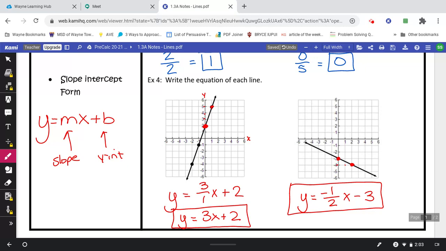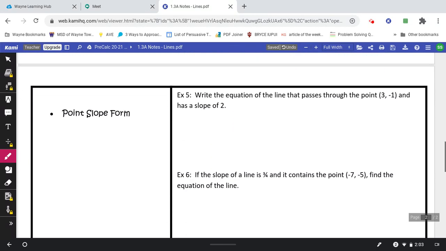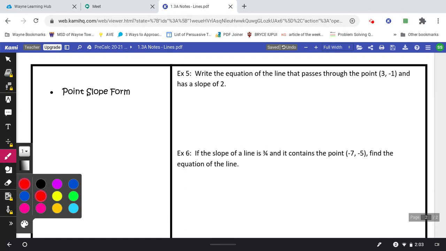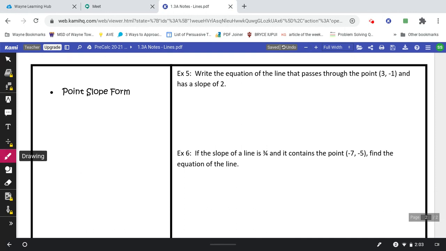Okay, on the other side of your paper, we have a different form called point-slope form. Point-slope form is written as y minus y1 equals m times x minus x1. This first letter y is just going to stay as the letter y. We're never going to plug anything in for that. Same thing for this x right here. It's always going to stay an x. The other three places, the y1, the m, and the x1, those are where the numbers are going to go.